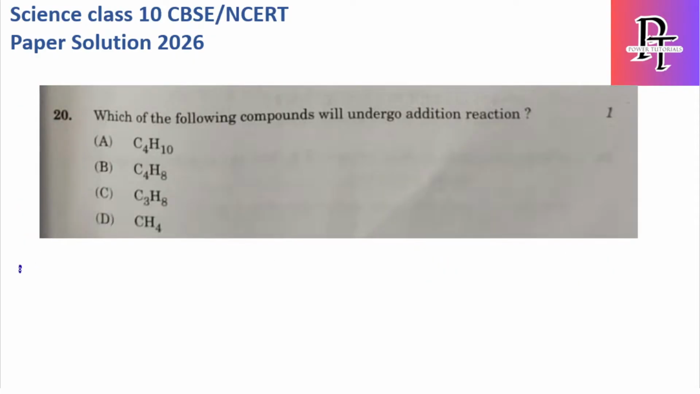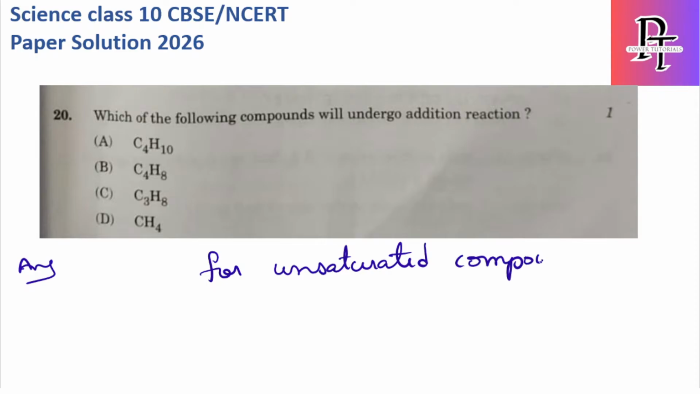Let's move to the 20th question. Which of the following compounds will undergo addition reactions? Addition reactions happen for unsaturated compounds. So what are unsaturated compounds? Those which are alkenes and alkynes. So what are alkenes?